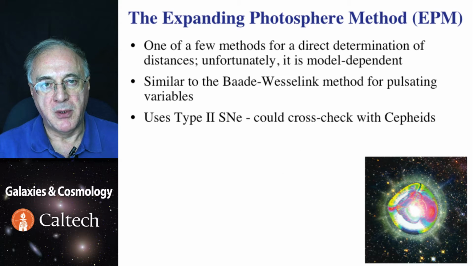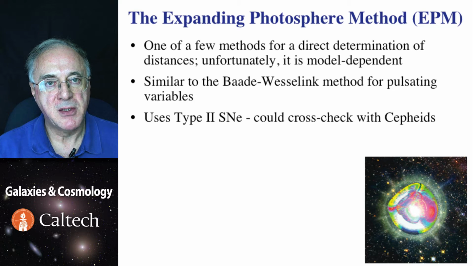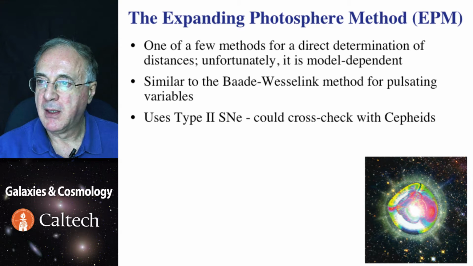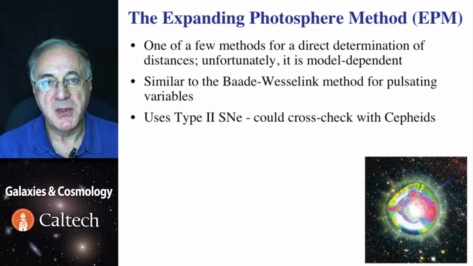Now, the other kind of supernovae, type 2s, can still be used with a different trick. This is the so-called expanding photosphere method. An interesting thing about this method, it's based on physical reasoning and in principle does not require messy calibrations. However, it is model dependent, and that more than compensates for the other benefits. It is very similar in principle to the Baade-Wesselink method we used for pulsating stars. This uses type 2 supernovae, and it can be cross-checked with Cepheids to see how well it works.